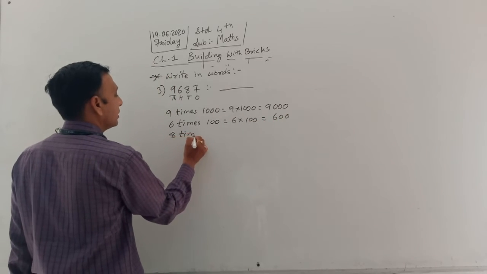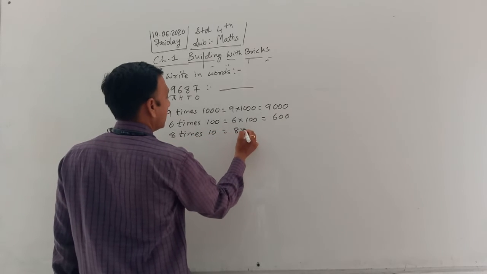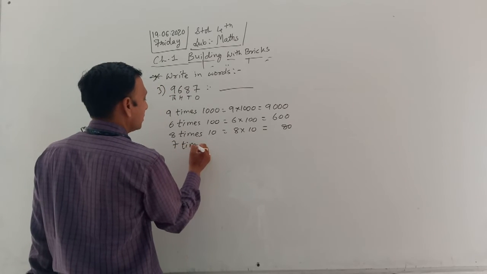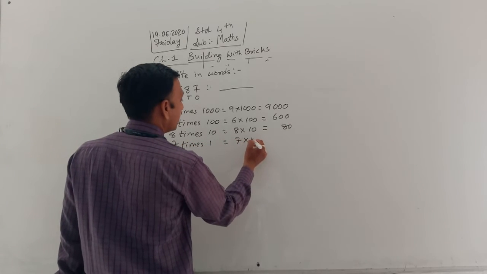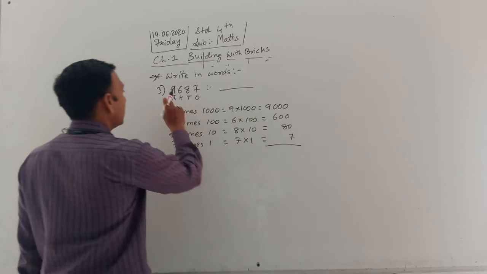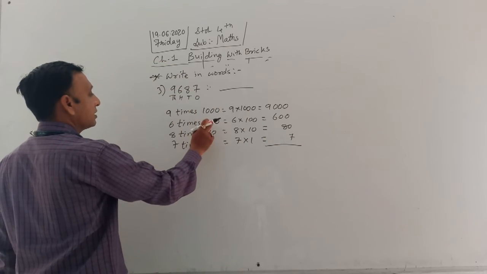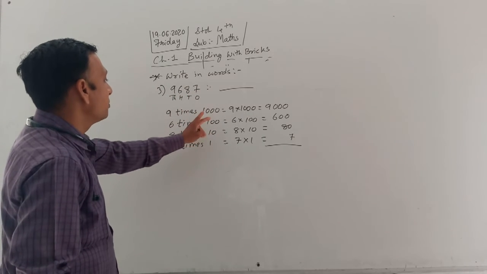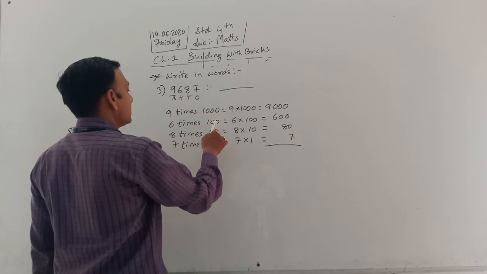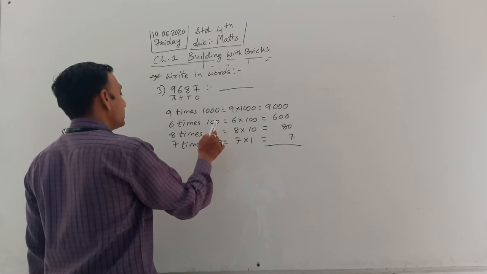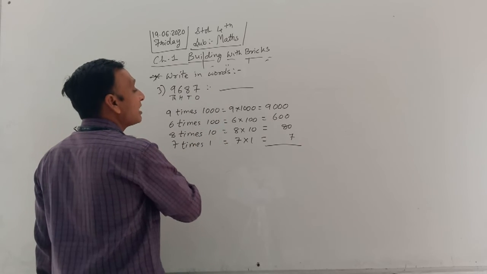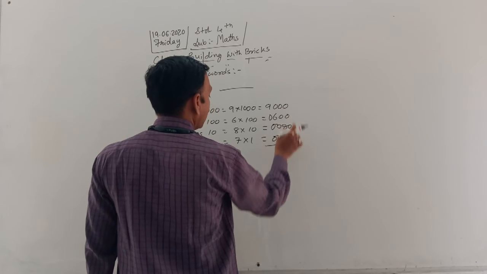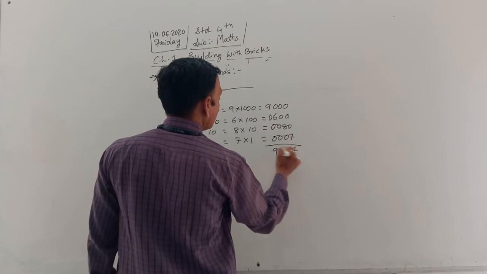8 times 10, 80. 7 times 1, 7. 9 times 1000, 6 times 100, 8 times 10 and 7 times 1. These are the positions of the numbers: thousands place, hundreds place, tens place and ones place. So 9,000 plus 600, so here we write 0, 000, so that we can do addition. 9, 6, 8, 7. So the number has come.